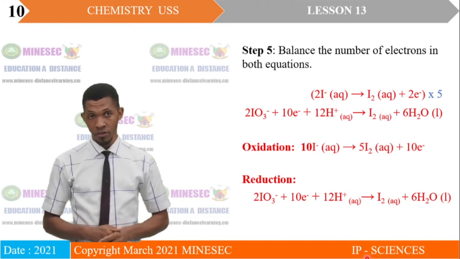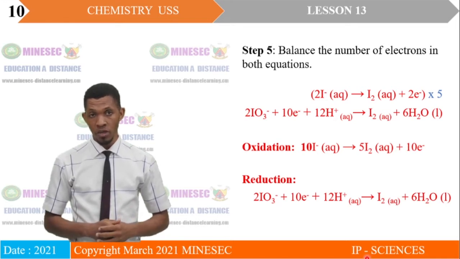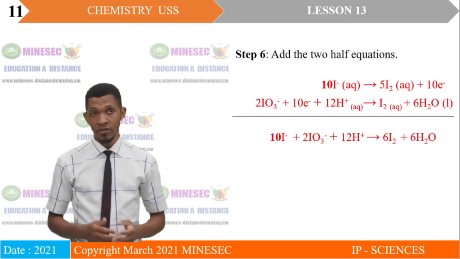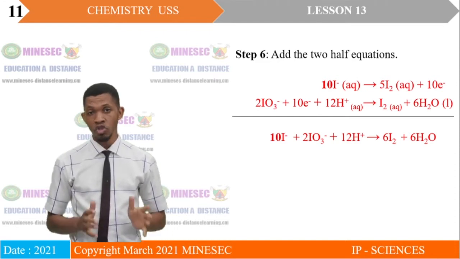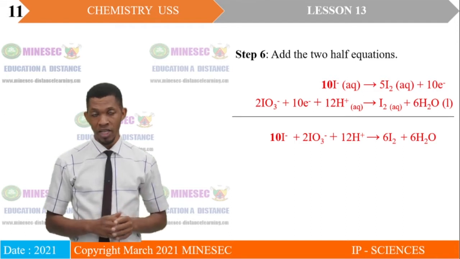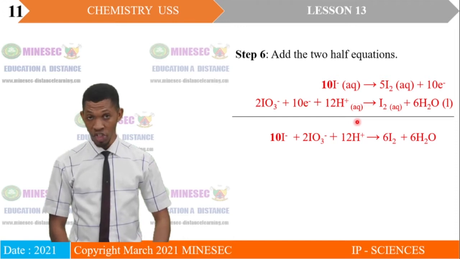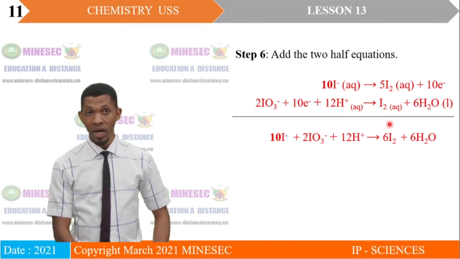And the reduction half equation remains 2 iodate plus 10 electrons plus 12 hydrogen ions giving 1 iodine and 6 water. Step 6, add the two half equations. To add the two half equations, we add the species to the left of both half equations, then we add those to the right. Therefore, we add 10 iodide to 2 iodate and 12 hydrogen ions. The electrons are left out because they will cancel out. And then to the right, we have 5 iodine plus 1 iodine plus 6 water.